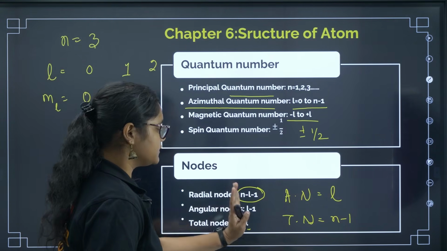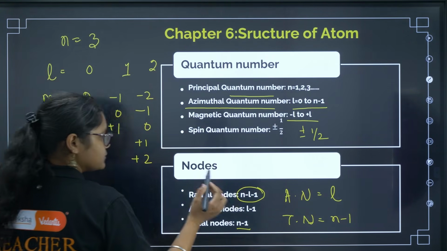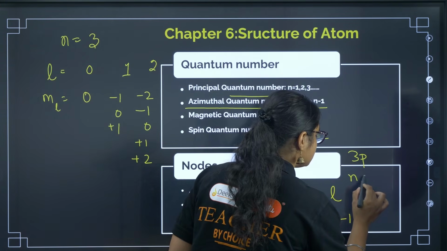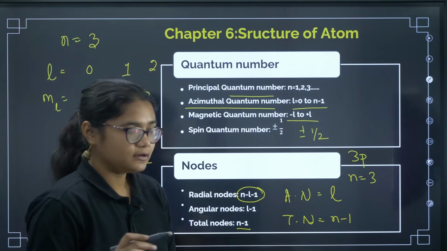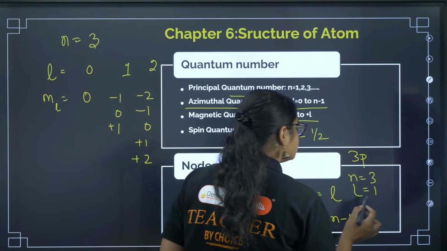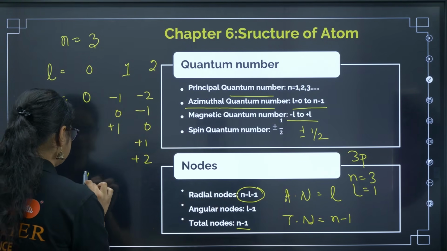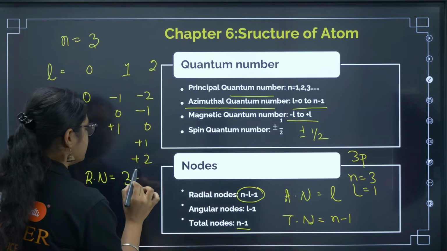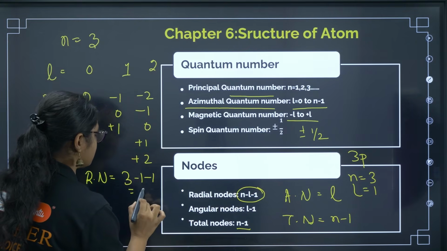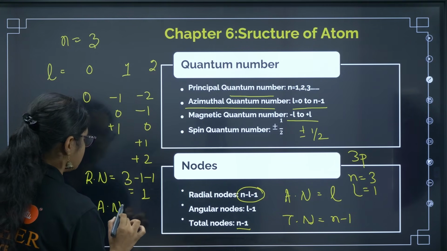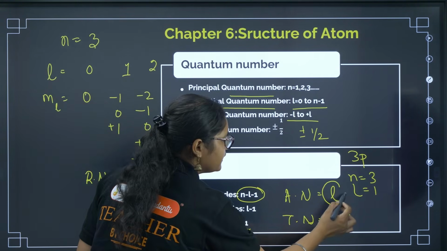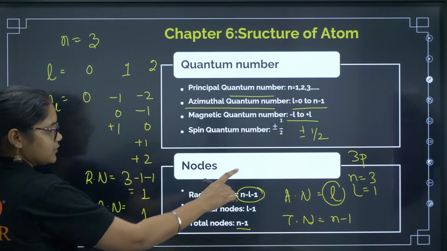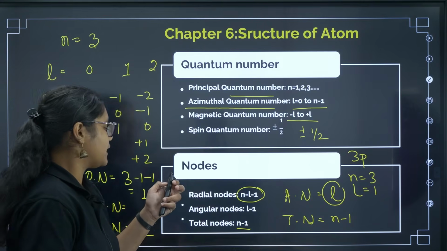Now let us see this with an example. Suppose I have an orbital called 3p. In 3p, what is the n value? The n value is 3. The L value is 1. So now let us calculate the radial nodes here. Radial nodes is 3 minus the L value 1 minus 1, that is equal to 1. Angular nodes will be equal to only L, so that is also 1. Then the total number of nodes is equal to 2, which is also 3 minus 1, right? So like this you can calculate it.